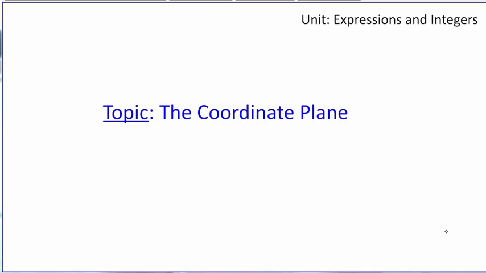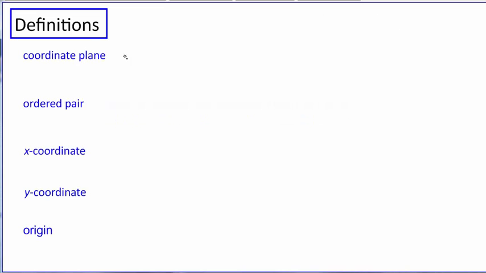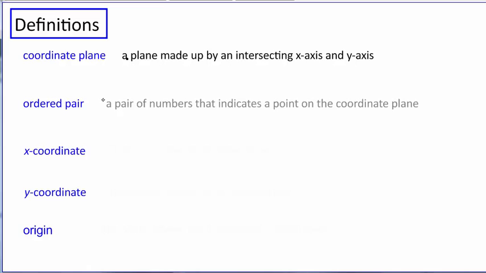In this video, we learn about the coordinate plane. The coordinate plane is a plane made up by an intersecting x-axis and y-axis. And when we have a coordinate plane, we can find coordinates by using an ordered pair, which is a pair of numbers that indicates a point on the coordinate plane. You can sort of think about it like latitude and longitude when we talk about a map. It's similar in that regard.